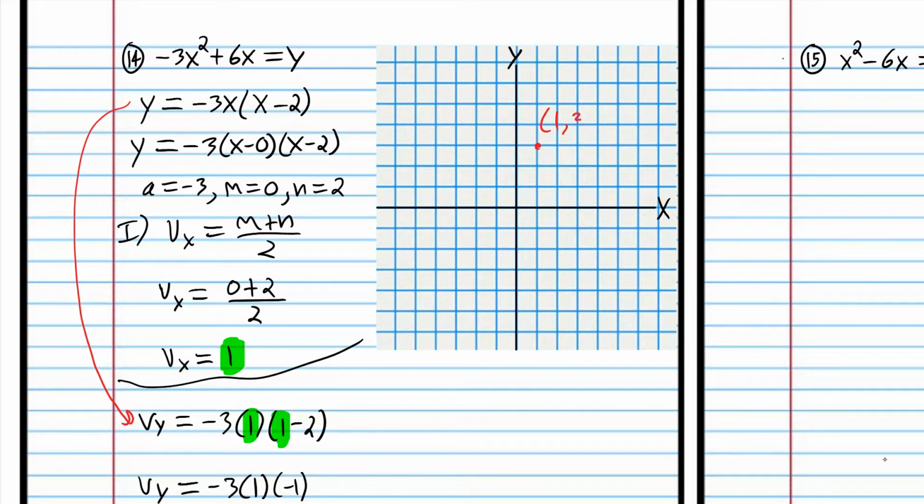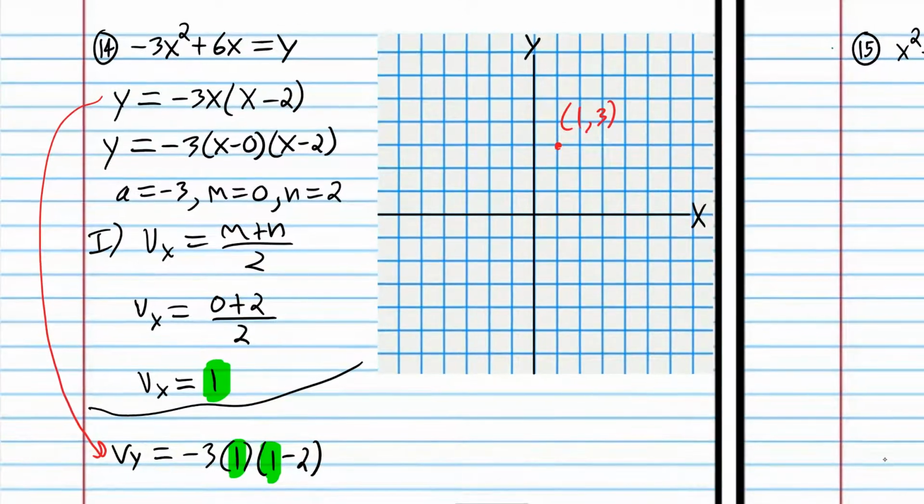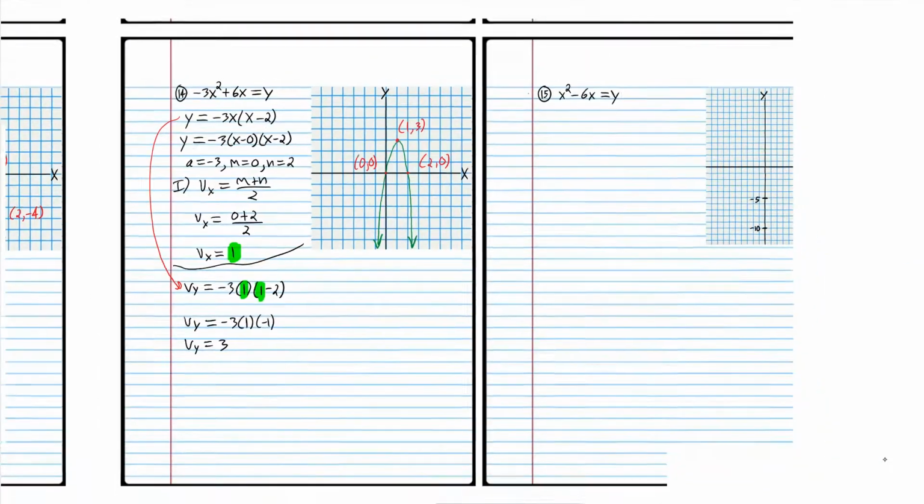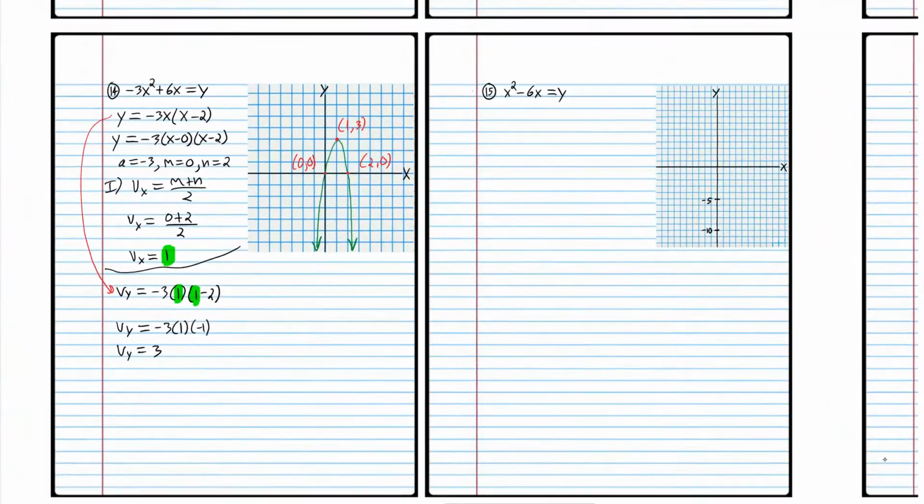And let's see here. Now we can use the intercepts, which are 0 and 2. And we just connect the dots. And so there you go. So that was, again, just a variation of the problems that we did in the previous class.